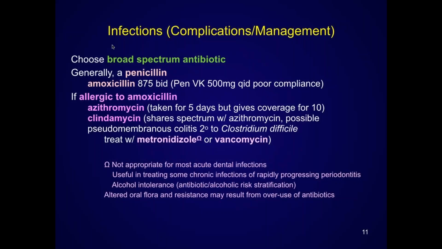So penicillin 4 times a day, amoxicillin 500 3 times a day, amoxicillin 875 twice per day. They're all going to be equally effective. If they're allergic to amoxicillin, then they usually go to some kind of macrolide. Now, the macrolides, like clindamycin, they get bad raps because there's a higher rate of pseudomembranous colitis with those.